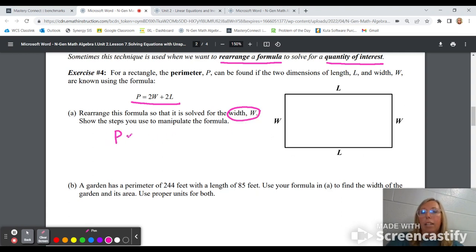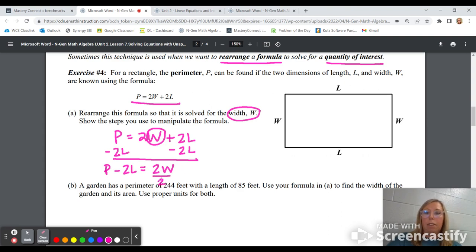So the way we would do that is to move everything that's not W. Obviously, W has a 2 attached to it. That'll be the last thing we get rid of. So first you're going to subtract 2L. And that's going to give you P minus 2L equals 2W. And so then your final step would be to divide by 2. So this is your new formula when solved for W.